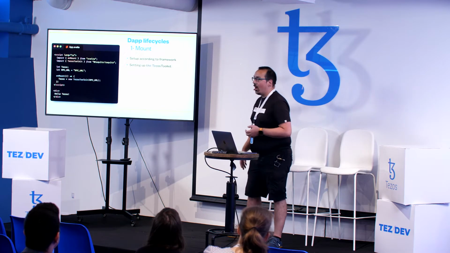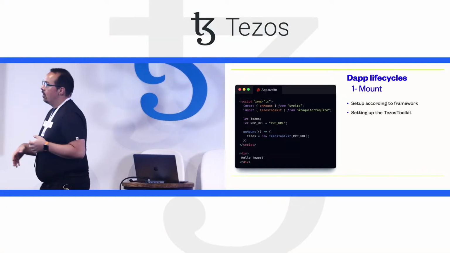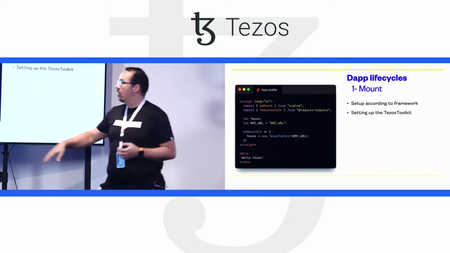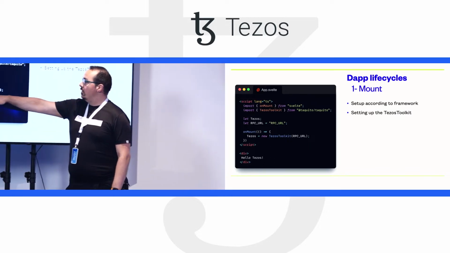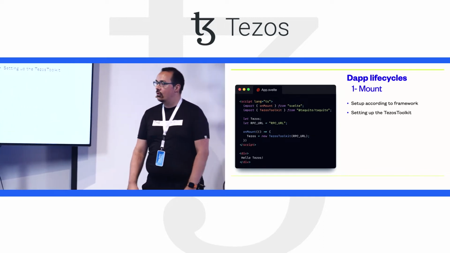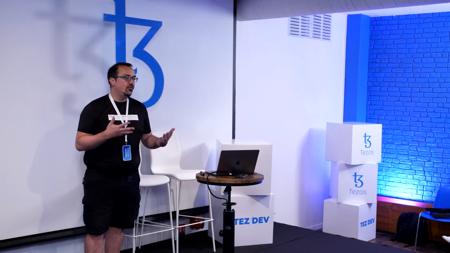The second thing that's going to happen is that most probably you're going to use Taquito, and if you don't, you should. You're going to import the Tezos Toolkit class from the Taquito package, and then you have to set up that class. In order to set it up, it's very easy. There's only one line of code to write. You instantiate the class like that, and you pass the URL of the RPC node that you're going to connect to. And here the Tezos Toolkit is ready, and you're ready to interact with the Tezos blockchain.